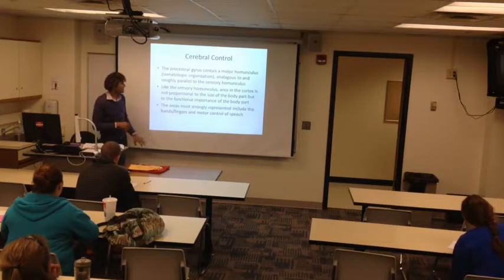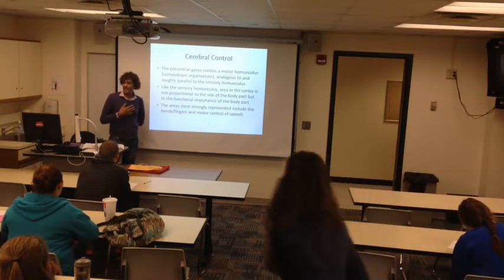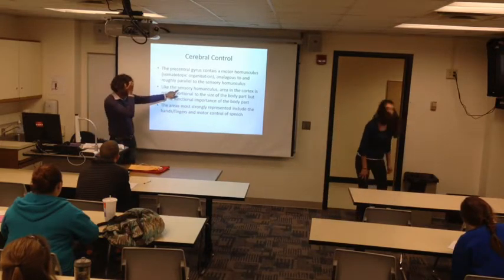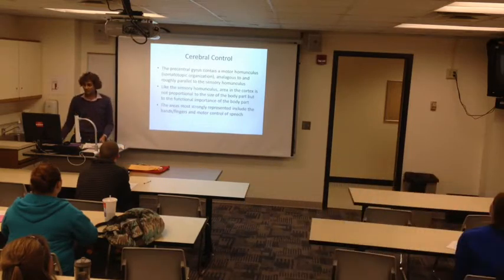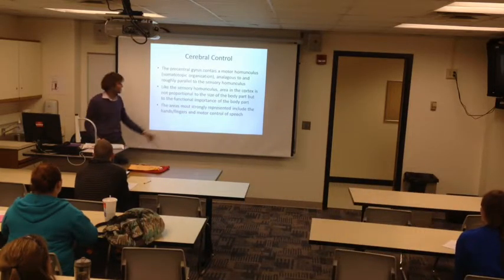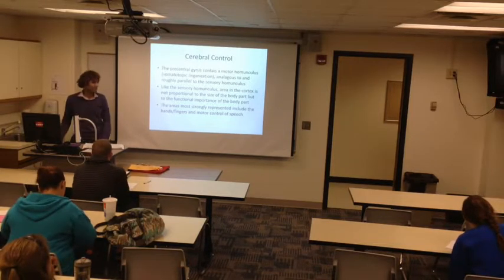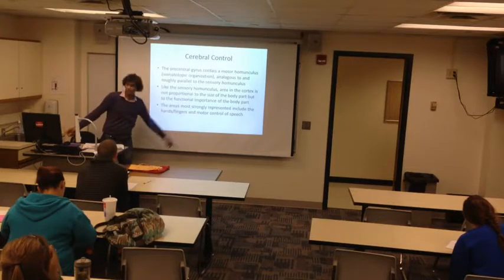Like the sensory homunculus, area in the cortex is not proportional to the size of the body part, meaning your back doesn't have a very large motor homunculus component, just like it didn't have a very large sensory homunculus component, because there's not a lot of fine-grained variations in what you do with your back. The functionally important parts have disproportionately large portions of the motor cortex. And those are going to be your hands, your fingers, your motor control of speech.